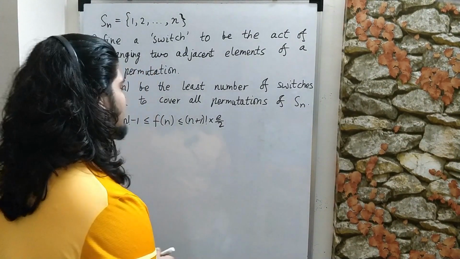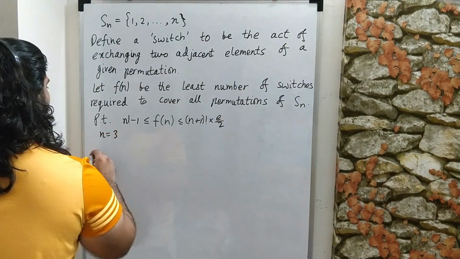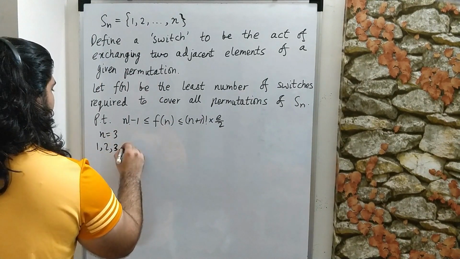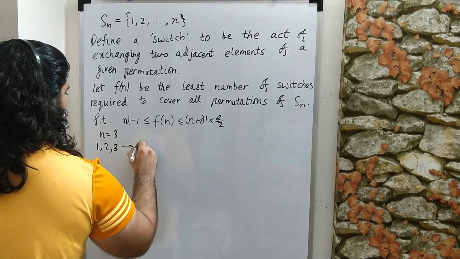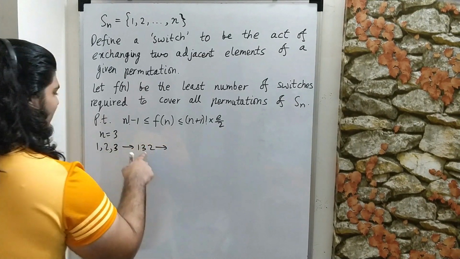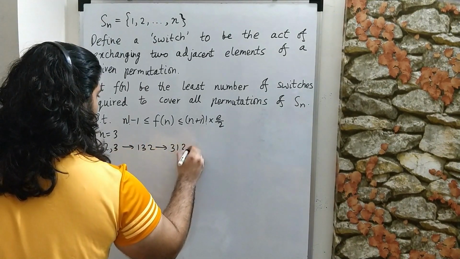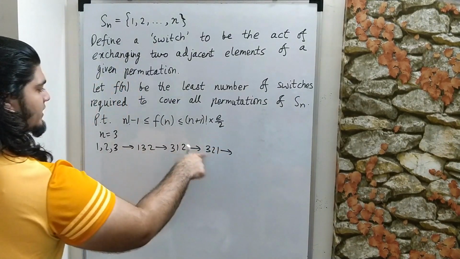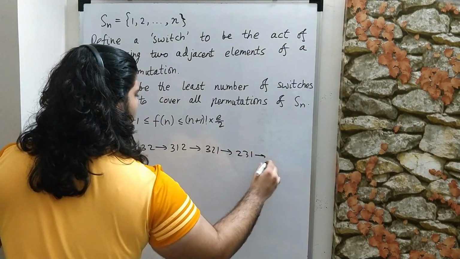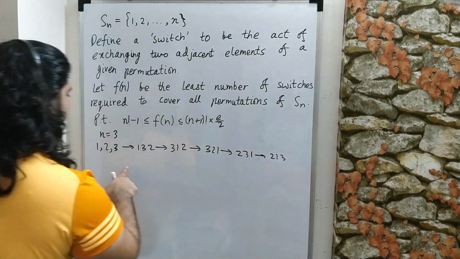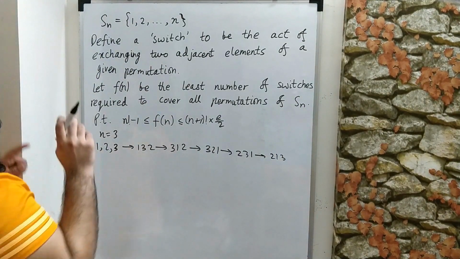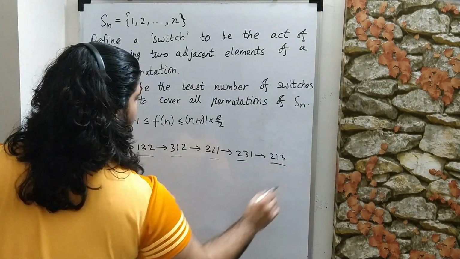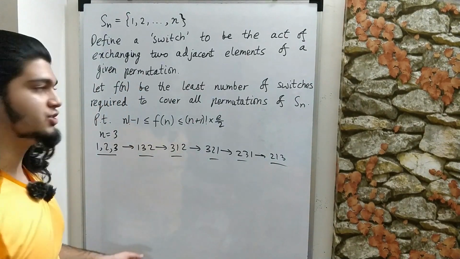So what that basically means is, let's say n is equal to 3. In that case Sn is 1 to 3, so we start with this permutation, then let's say we switch 2 and 3, so we end up with 1 3 2, then let's say we switch 3 and 1, so we end up with 3 1 2, and let's say we switch 1 and 2, so we end up with 3 2 1, and from there we can get 2 3 1, and from there we can get 2 1 3. So this way we have covered all 6 permutations of S3, because we started off with this, and ended at this.